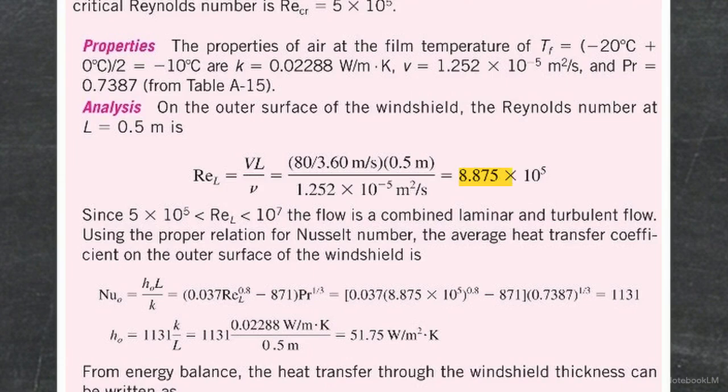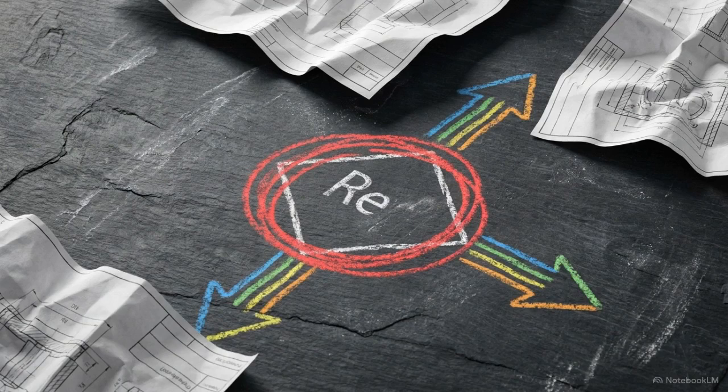In this second analysis block, we see an outcome where the flow crosses that threshold. Because the calculated Reynolds number falls between 5 times 10 to the 5th and 10 to the 7th, we have a mixed condition of combined laminar and turbulent flow. This is the ultimate gatekeeper for formula selection. Skipping or miscalculating this Reynolds check guarantees absolute failure on the very next step.